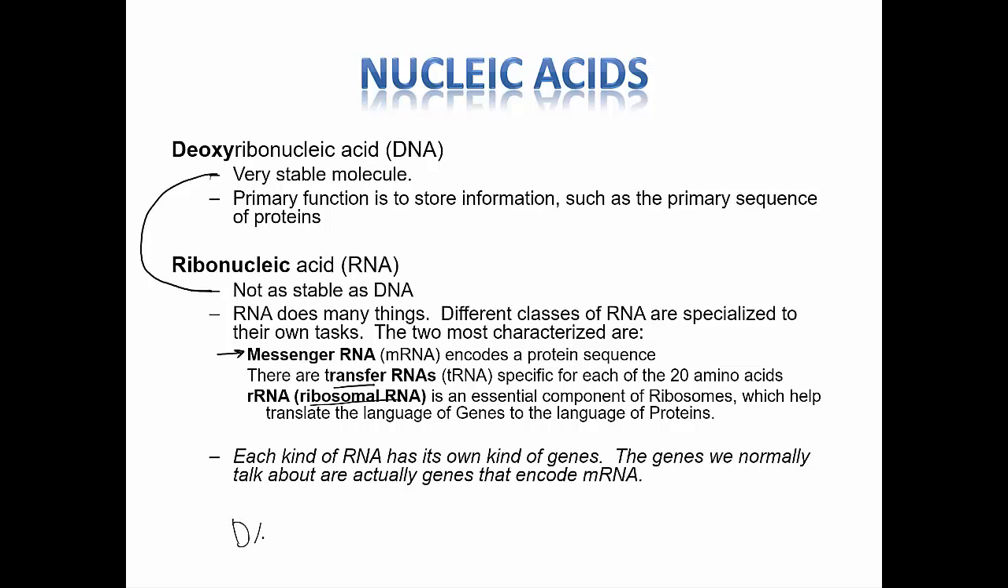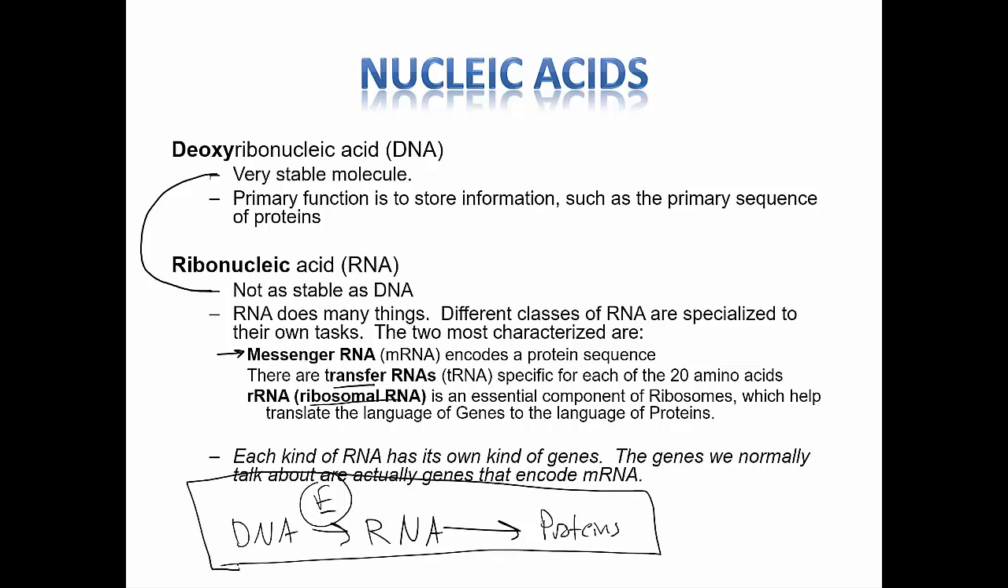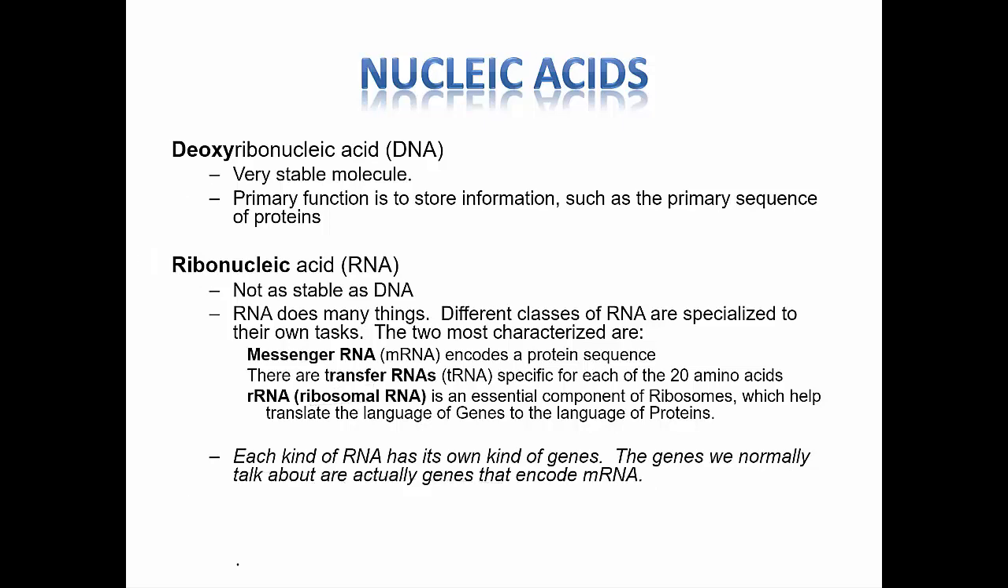Okay, so DNA helps make RNA through enzymes, and then the RNA in turn makes protein. Okay, this here, we call this the dogma of molecular biology. DNA to RNA to proteins. We'll talk more about that later.